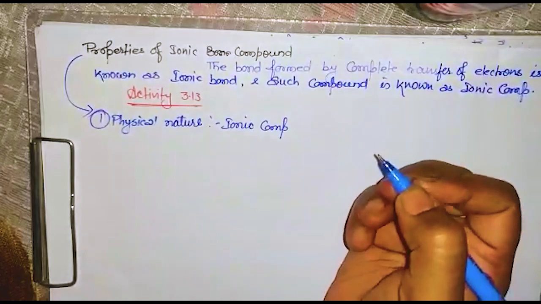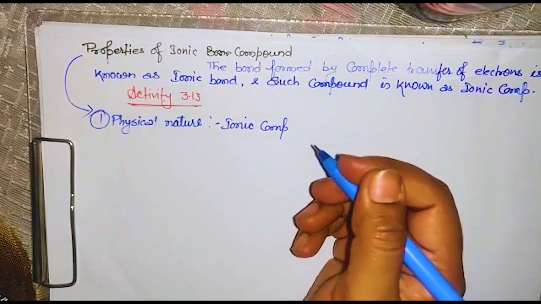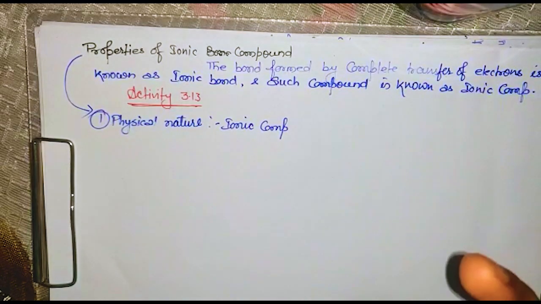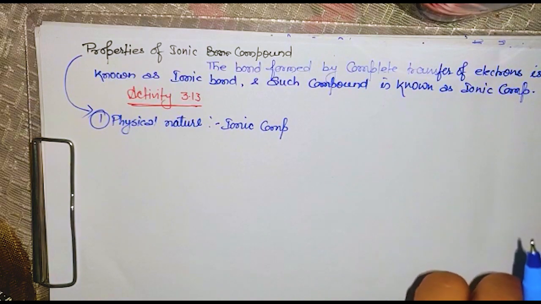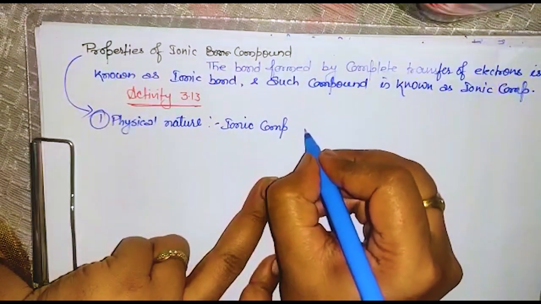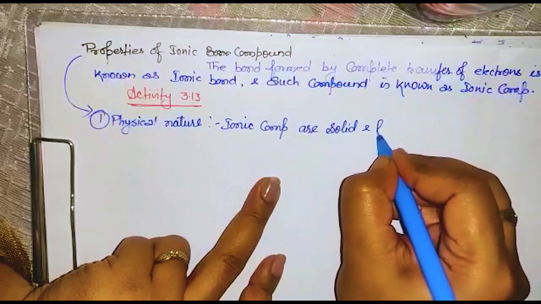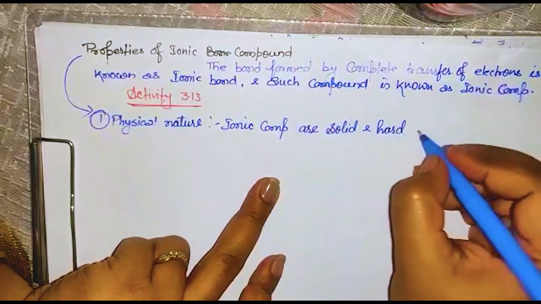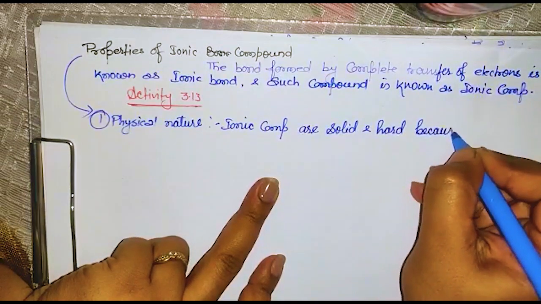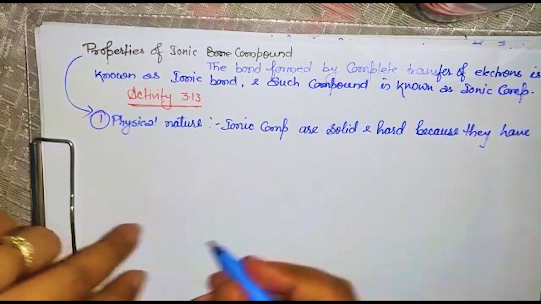And if any compound is solid, what type of force of attraction will you say, whether it is weak or strong? Quite clear that the force of attraction is strong, then only the compound will be solid, isn't it? So ionic compounds are generally solid and hard. Can you tell me why they are solid? Because they have strong force of attraction.